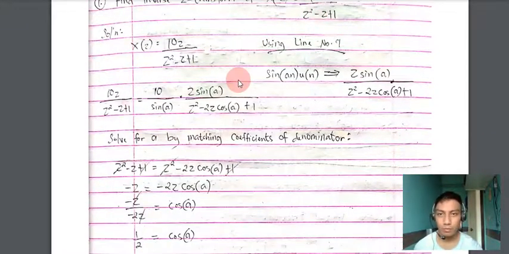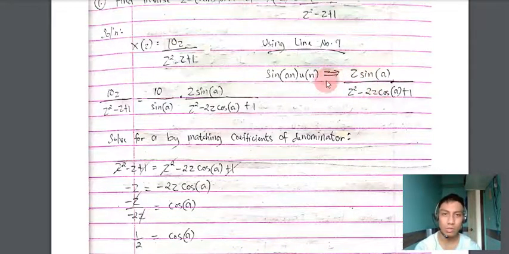For the solution, from this given function, we can see that it can be manipulated to achieve the Z-transform pair in line number 9, which is sin(a) n u of n, z sin a over z squared minus 2z cos a plus 1.